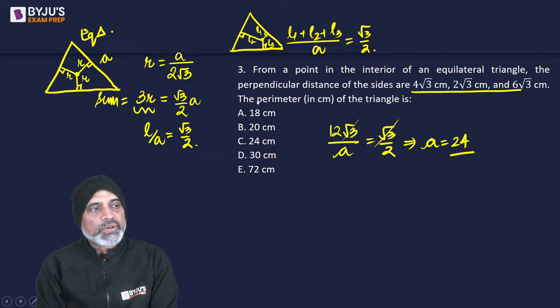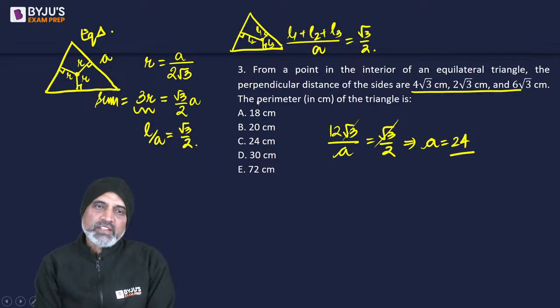Capital R is given as side upon root 3, and this is given as side upon 2 root 3, the inradius, right? It's not that 2 root 3 will get multiplied, then only it will become 72.